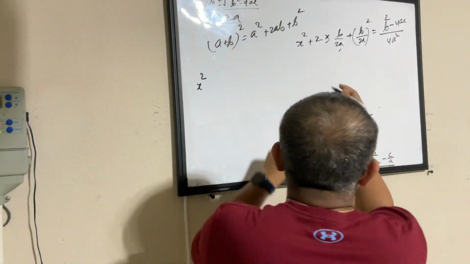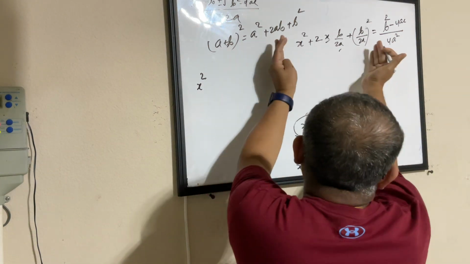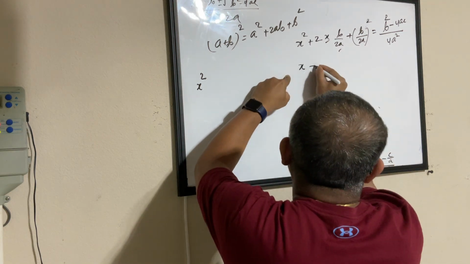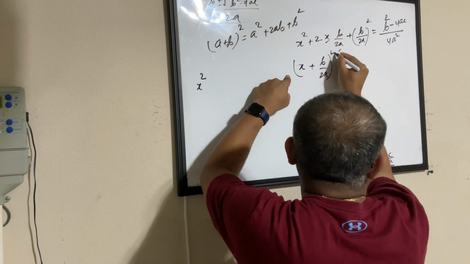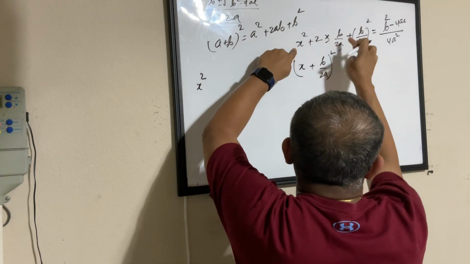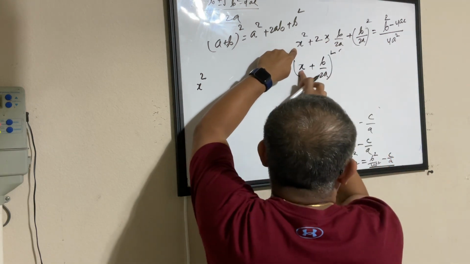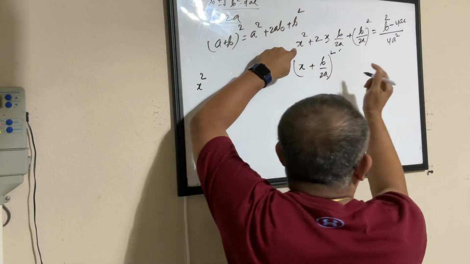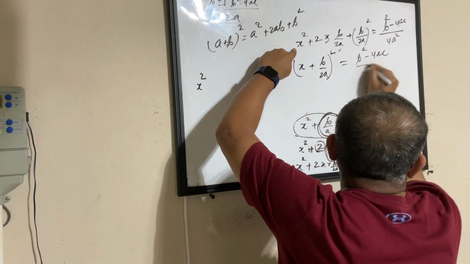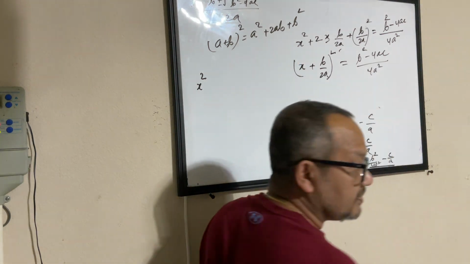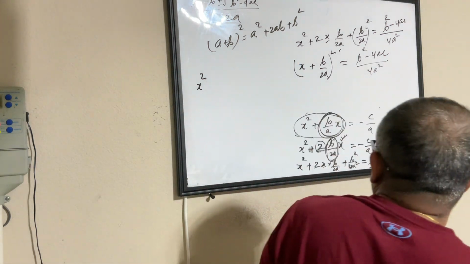So what we got here was, if you look at the left hand side, you have x plus b by 2a whole square. a squared plus 2ab plus b squared, so a plus b whole square equals b squared minus 4ac by 4a squared. Yeah?